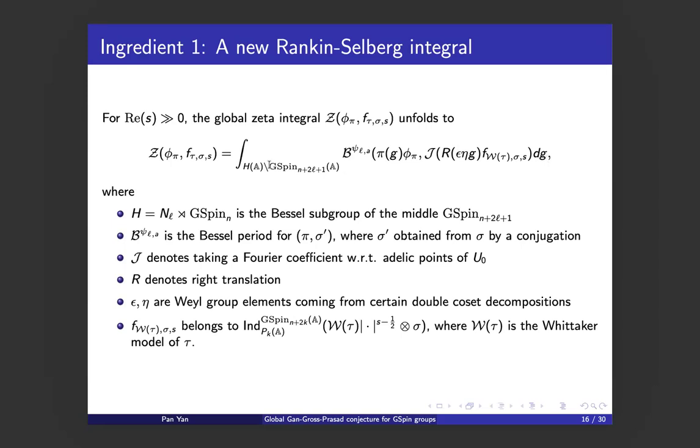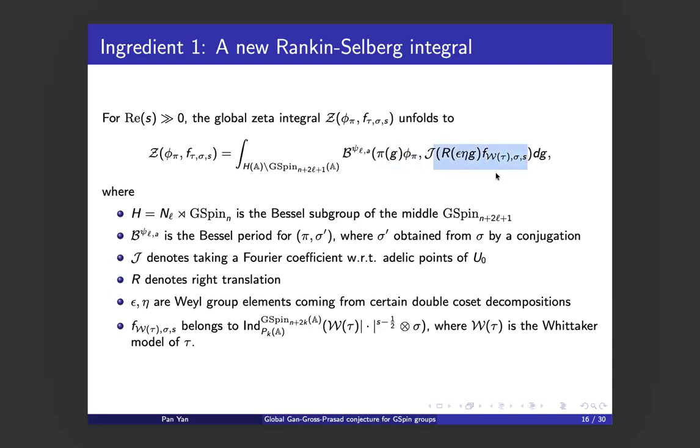The integral here is over the adelic points of GSpin(n+2l+1) quotient by H, which is the Bessel subgroup of the middle GSpin. And this B here is the Bessel period for pi and sigma prime, where sigma prime is obtained from sigma by a conjugation. In particular, if sigma prime is on an odd GSpin group, then sigma prime is just sigma itself. Then we have pi(g) acting on the cusp form phi pi. So that's the first entry of the Bessel period.